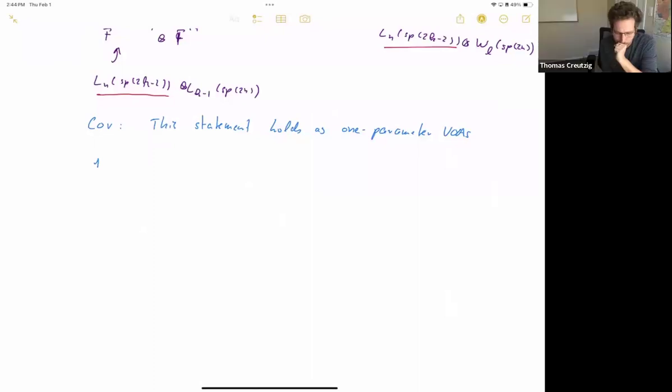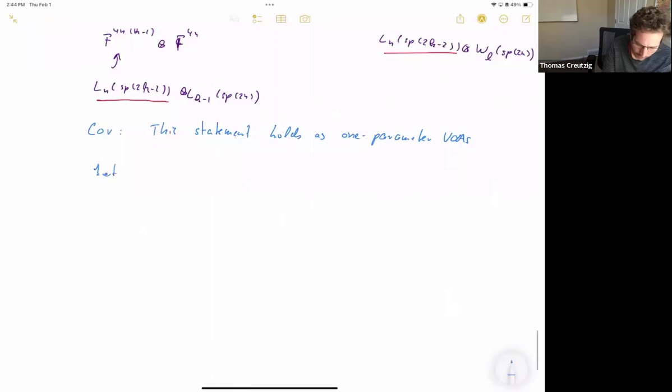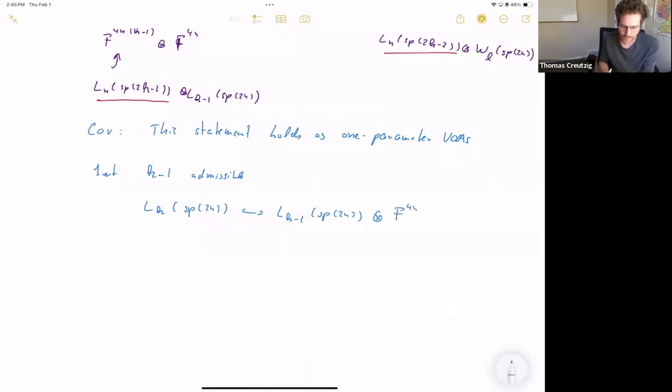So, where am I? Right now, we restrict to admissible levels, and then, with an L and a lower index, I always denote the simple affine VOA, and it's a well-known statement. If I tensor an admissible affine VOA that is simple with an integrable one, then the diagonal action is also given by the simple affine VOA.